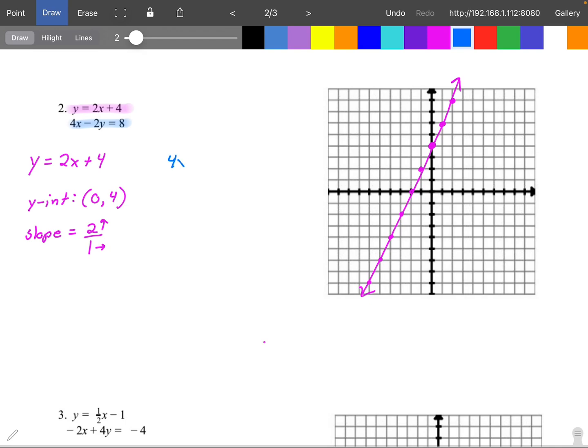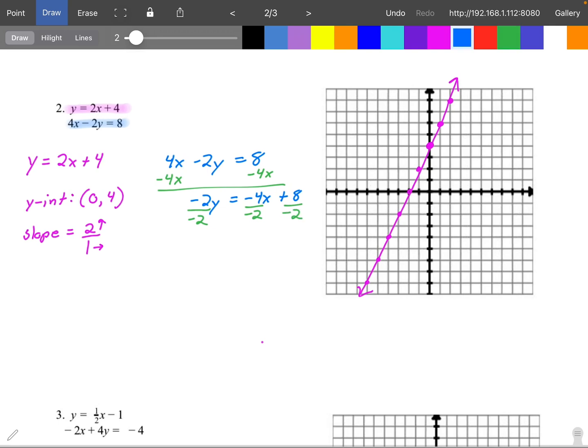Now I need to do my second line. So I have 4x minus 2y equals 8. First thing I need to do is get rid of that 4x, which leaves me with a negative 2y. And then I want my x term first. Well, 4x is negative, and 8 is positive. Now I can get rid of that negative 2 by dividing everything by negative 2. And that gives me y equals negative 4 divided by negative 2 is a positive 2x. And then 8 divided by negative 2 is a negative 4.